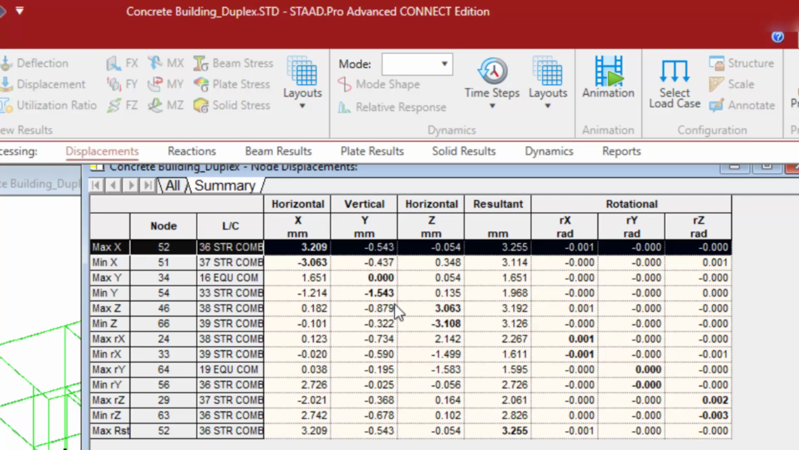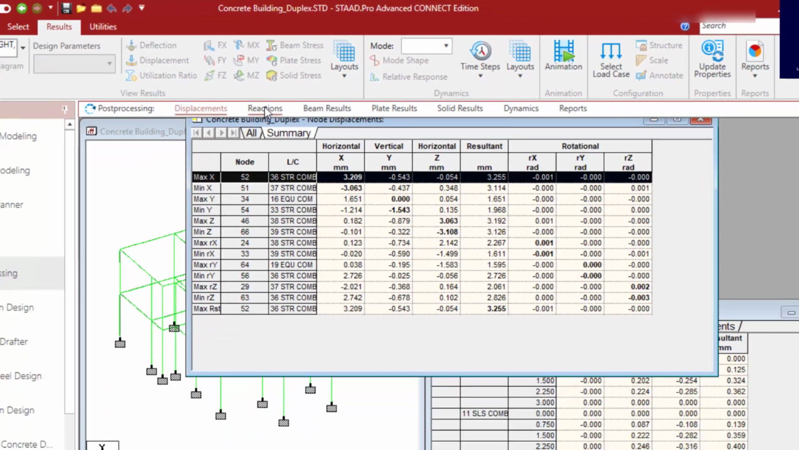So once you have a displacement of 25 mm, then you should check your model and see if there's a way you can still brace it to reduce the displacement. So that's for displacement.